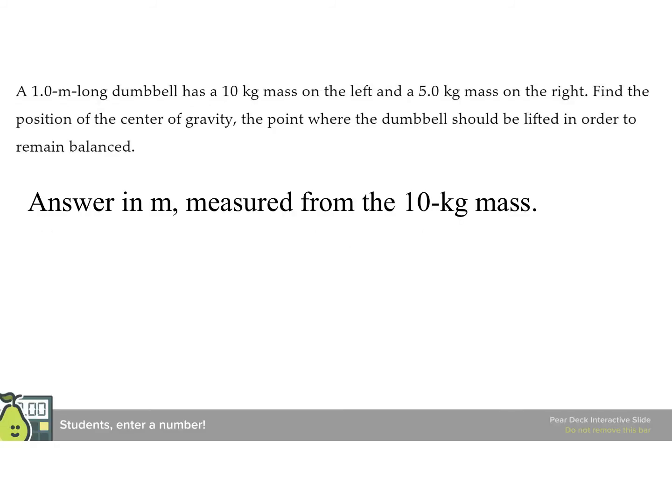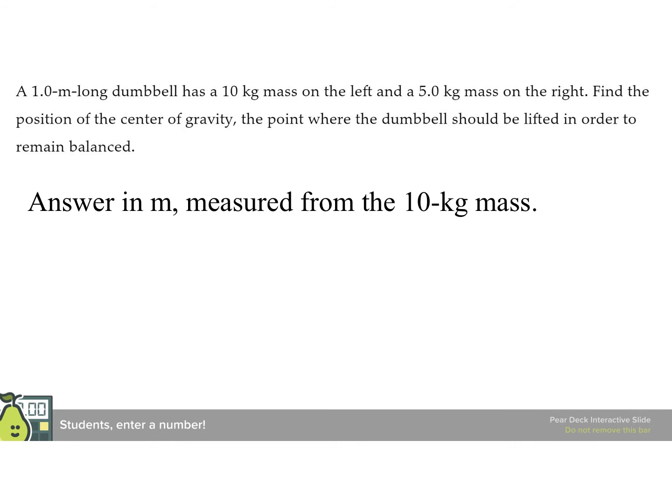All right, a 1 meter long dumbbell has a 10 kilogram mass on the left end and a 5 kilogram mass on the right. Find the position of the center of gravity, which is the point where the dumbbell should be lifted in order to remain balanced. The assumption here is the dumbbell is itself massless.